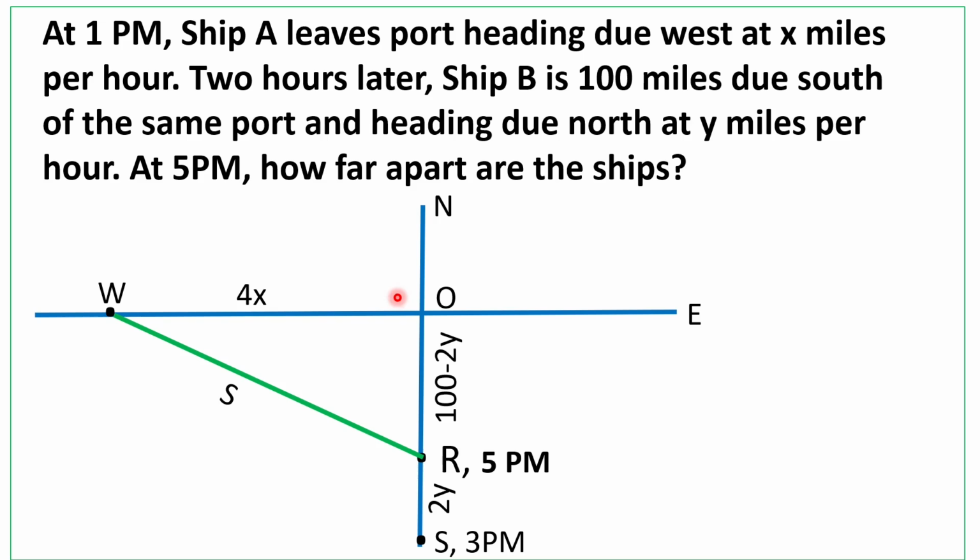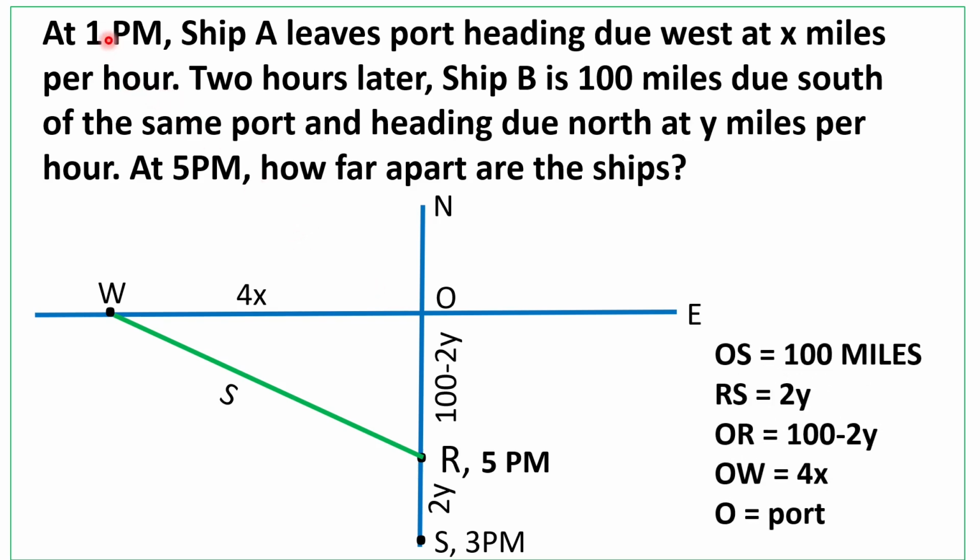Let's read the question again. At 1 p.m. ship A leaves port heading due west at X miles per hour. So let's say this is the ship A direction, and its velocity or speed is X miles per hour. For the time being, ignore this for, and let's consider X miles per hour is the speed of this ship A. 2 hours later, ship B is 100 miles due south of the same port.